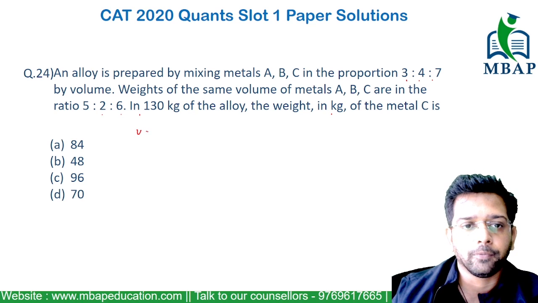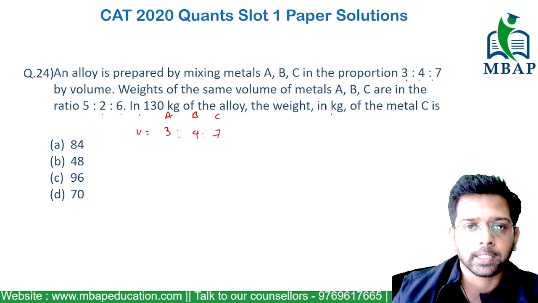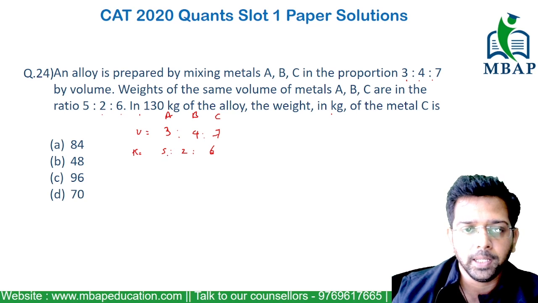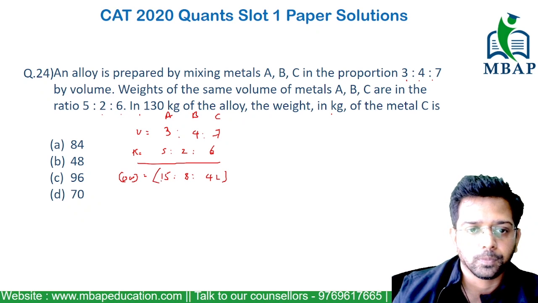Okay, let's see the volume in which they have been mixed. The volume in which they have been mixed is 3:4:7. So 3 volumes of A, 4 volumes of B, and 7 volumes of C have been mixed. Now the weight of each volume is in the ratio of 5:2:6, which is 5 kg, 2 kg, and 6 kg for respective volumes. So my overall weight after mixing these volumes will become in ratio of 3×5:4×2:7×6, which is 15:8:42. So let's assume this is 15 kg, 8 kg, and 42 kg. If you add all of them, my overall alloy will be of 65 kg.